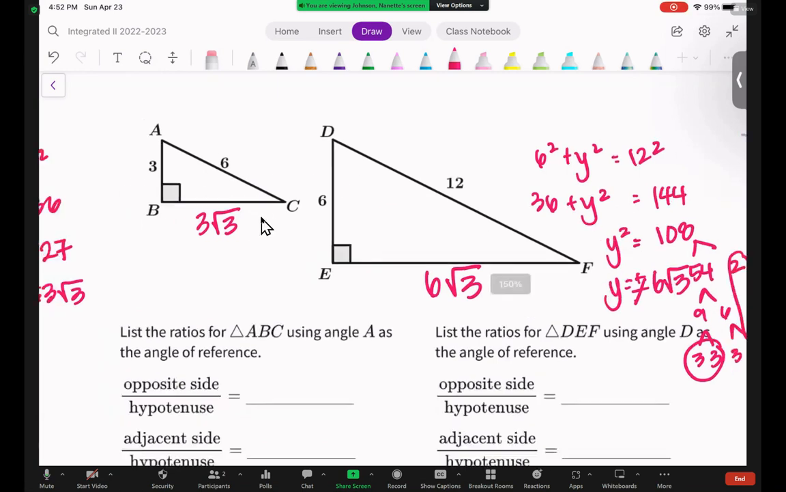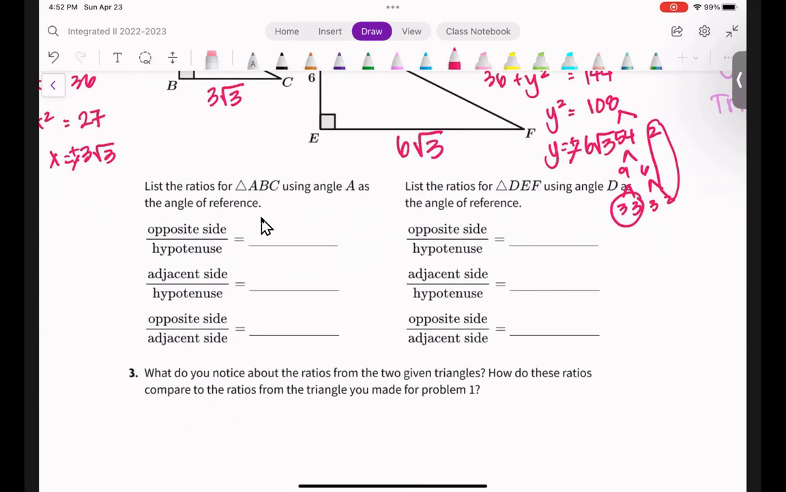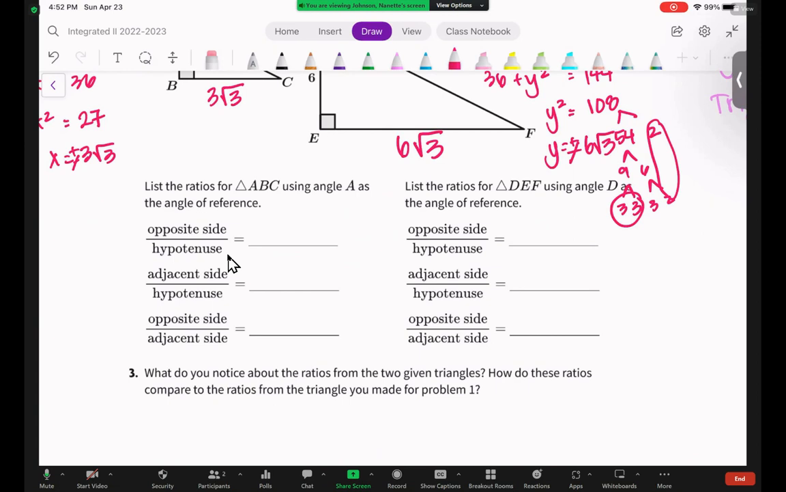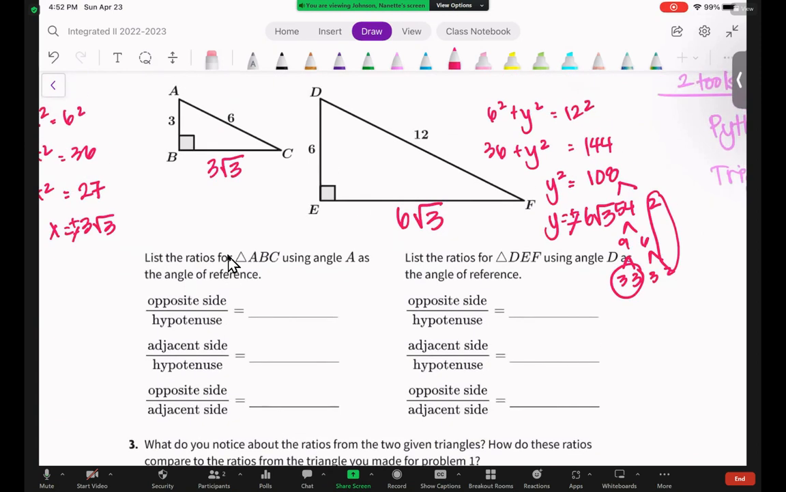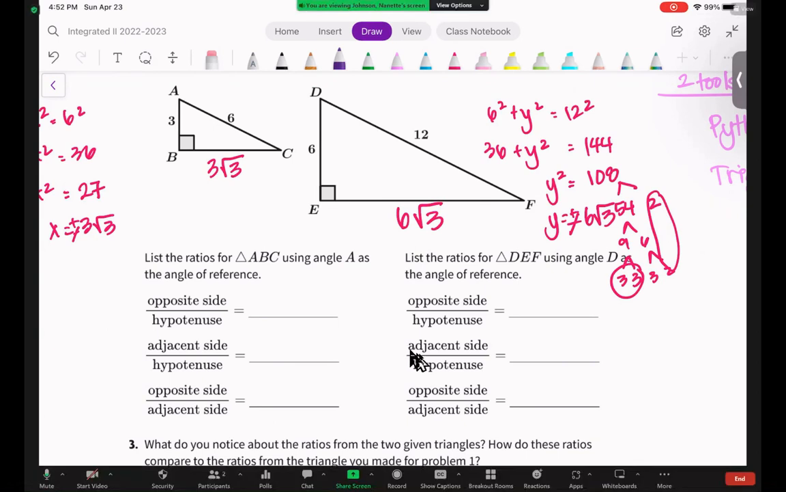All right. So this is what I want you to practice. I want you to find the opposite over the hypotenuse for these triangles. I want you to do all of these. And then I want you to see if there's anything that you notice. And then come back to me when you're done so that we can go over our answers and see what you noticed.